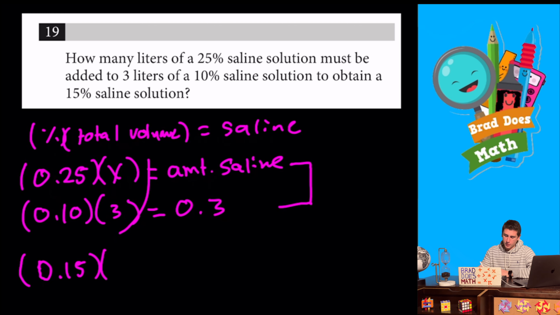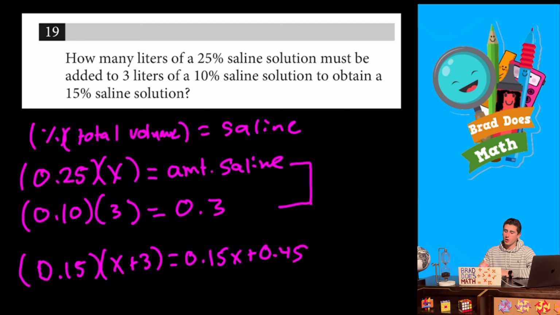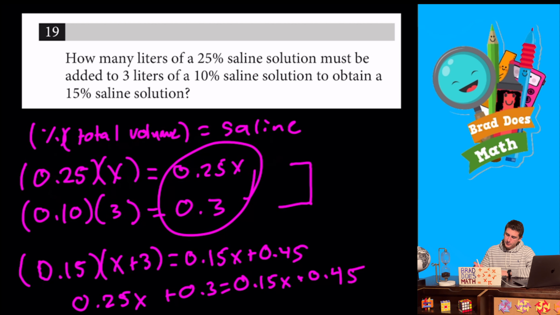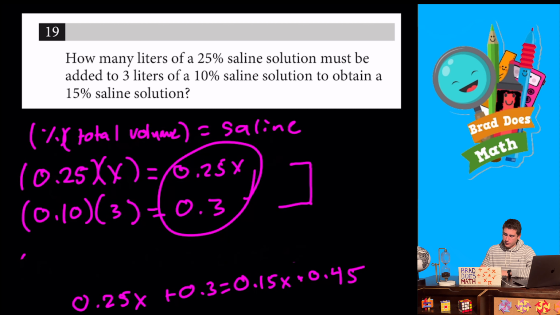And our total volume, well, we can just add these. If we had X liters and 3 liters, that's going to be X plus 3 liters, which will get us 0.15X plus 0.45. The hardest part here is realizing that we are adding these 2 solutions. And right here, that's just going to be 0.25X. We're adding these 2 solutions to get the total solution. So what we're going to have here is 0.25X plus 0.3 to give us 0.15X plus 0.45. I'm going to leave myself some room to finish this equation.